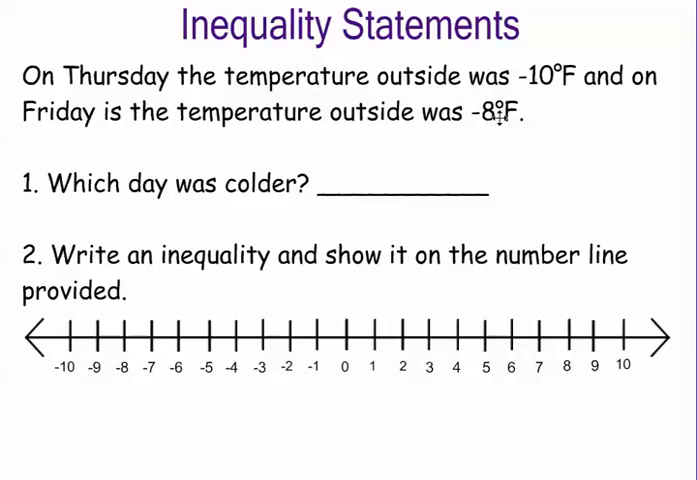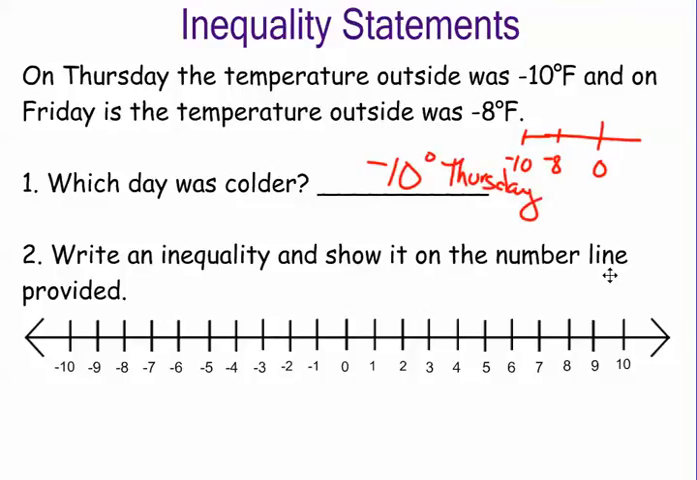So when we're talking about temperature, you might kind of want to think of like how far away it is from 0 on a number line. Okay, if I'm at 0 here, here's negative 8. Here's negative 10. Which one is colder? It is whichever one is further away from 0. So negative 10 degrees is the colder day, and that was Thursday. Okay? And if I want to write an inequality, again, here's negative 10, here's negative 8. Negative 10 is less than negative 8. Okay? Okay, write that down in your notes.